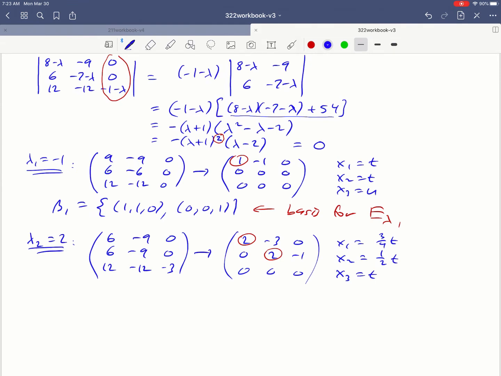And that leads us to a basis for E lambda 2 that just has one vector in it. What would be a convenient value for t to choose here? Well, because of that over 4 that you see up here, t equals 4 might be a nice number to choose. If you do that, 4 in for t is going to give us a 3 in the first position, a 2 in the second, and then a 4 in the last one. So there's a nice basis for E lambda 2.